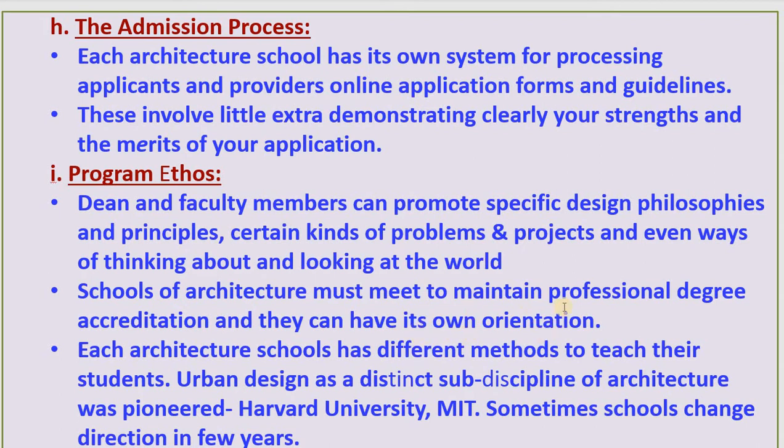The program and the faculty members have specific design philosophies and principles. They have problem projects, and many think about looking at the world. A school of architecture must meet the requirements for a professional degree, and they can have their own orientation. Architecture schools have different methods to teach their students. Urban design, a distinct discipline of architecture, was pioneered at Harvard University and MIT. Sometimes schools change direction every year or every few years. So it depends on the school.